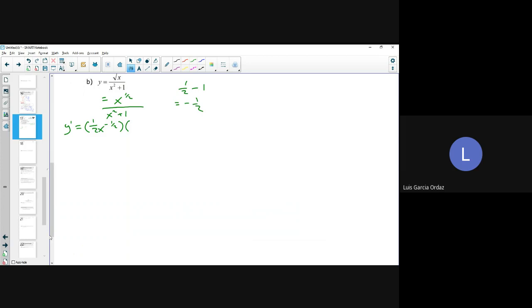Okay, and the bottom stays the same, so we get x^2 plus 1, and we get minus, what is the derivative of the bottom? Two x, thank you, Priyanshu. We get 2x times x to the power of 1/2, all over (x^2 plus 1) squared.